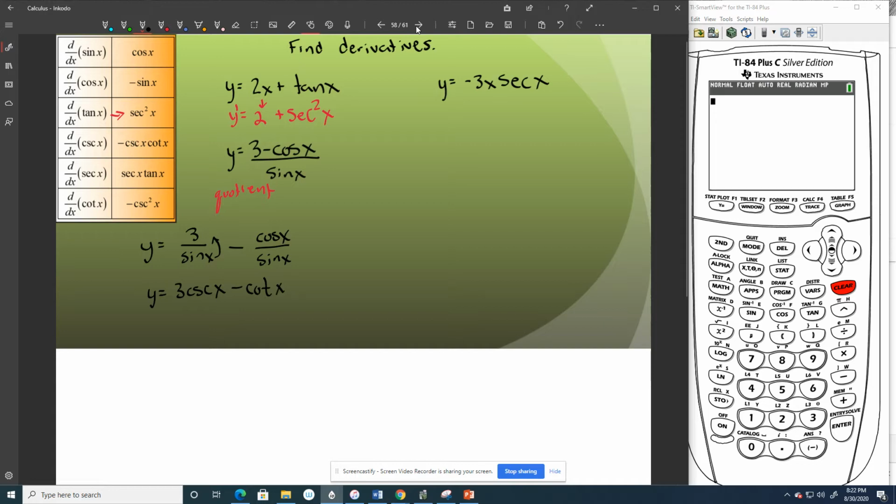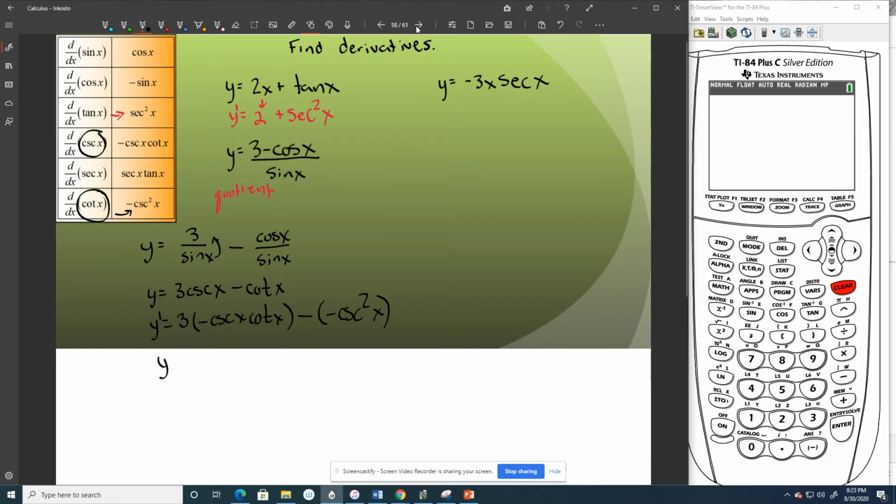So now instead of the quotient rule, I've just got a difference rule. So to find y prime, I find the derivative of this first part. I've got my constant out in front, my cosecant x, and the derivative of cosecant is right here, negative cosecant of x, cotangent of x. So there's the derivative of the first part. Now I've got to take the derivative of cotangent of x. If I go up here, the derivative of cotangent is negative cosecant squared. So that's negative cosecant squared of x. And I don't have anything else inside my function, so x works just great.